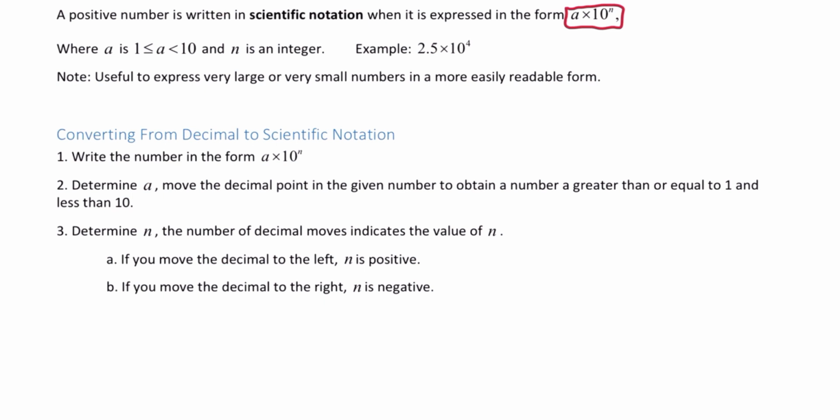The steps to convert from decimal to scientific notation are: Step 1, write the number in the form a times 10 to the n. Step 2, we want to determine the number a that's in the front. We're going to move the decimal point in the given number to obtain a number a that is greater than or equal to 1 and also less than 10. Next, we want to determine n. This is the number of decimal moves that you are required to take. If you're moving the decimal to the left, n is positive. If you're moving the decimal to the right, n is negative.